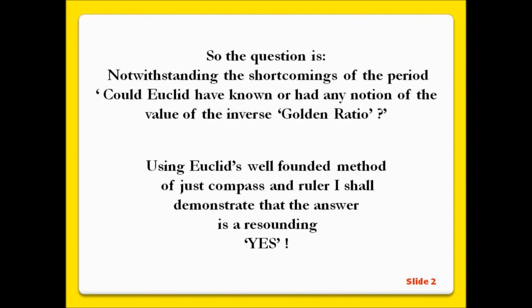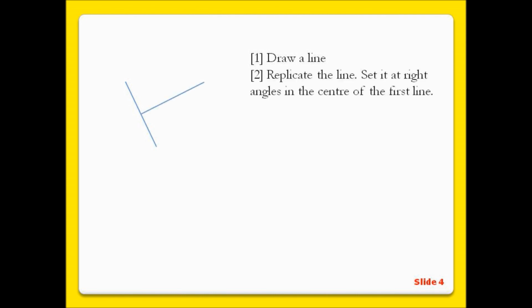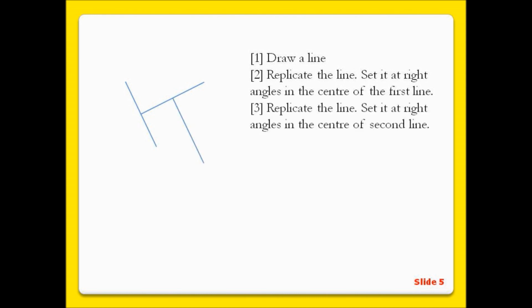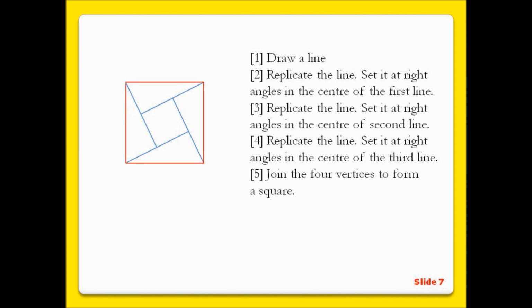Using Euclid's well-founded method of just compass and ruler, I shall demonstrate that the answer is a resounding yes. Draw a line. Replicate the line, set it at right angles in the centre of the first line. Replicate the line, set it at right angles in the centre of the second line. Replicate the line, set it at right angles in the centre of the third line. Join the four vertices to form a square.